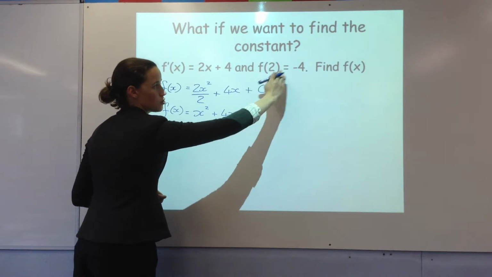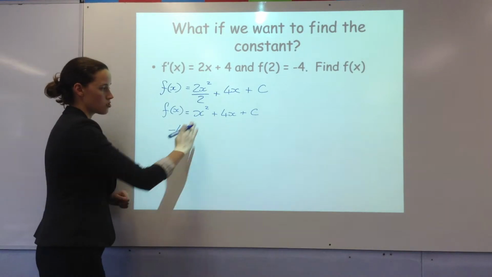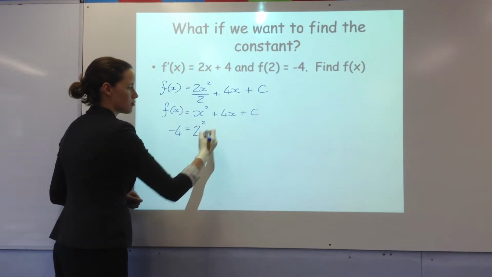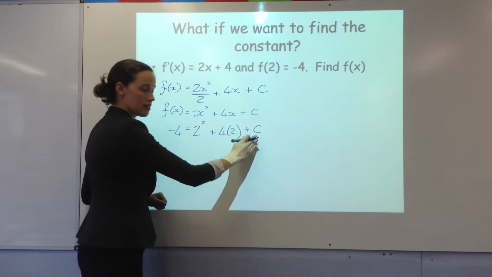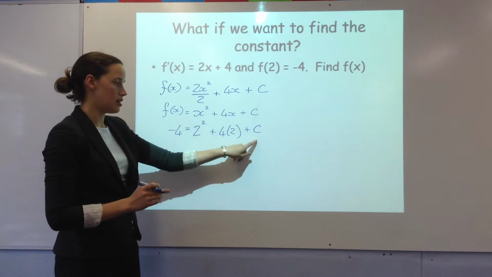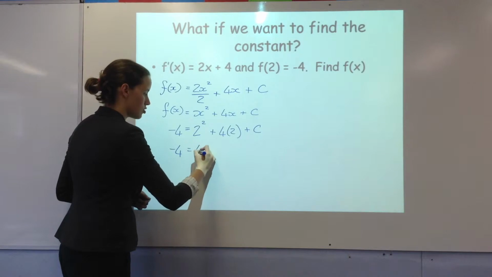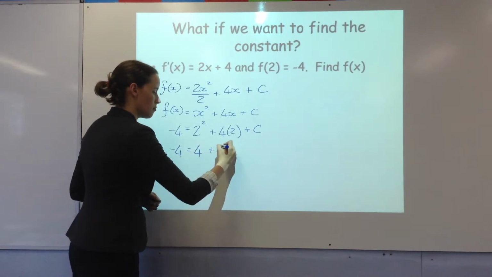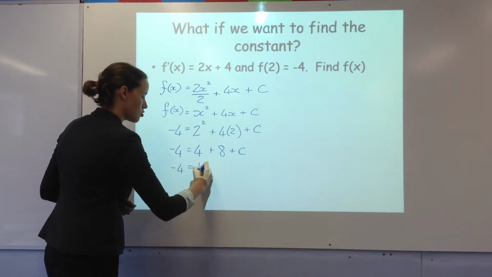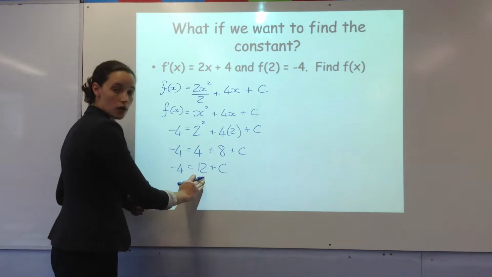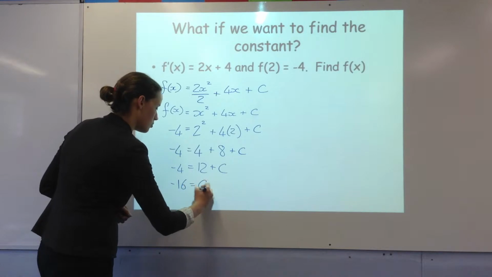And we know that f of 2 is equal to negative 4. So I can put that here on the left-hand side. So, this is going to be 2 to the power of 2 plus 4 multiplied by 2 plus c. And again, the only unknown in this equation is c, so we can work out what it is. So we've got negative 4 is equal to 2 squared, which is 4, plus 8 plus c. Negative 4 is equal to 12 plus c. Let's take the 12 away from both sides. Negative 16 is equal to c.